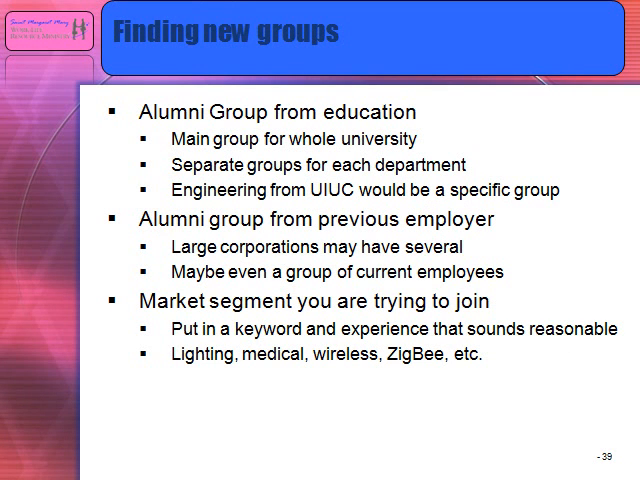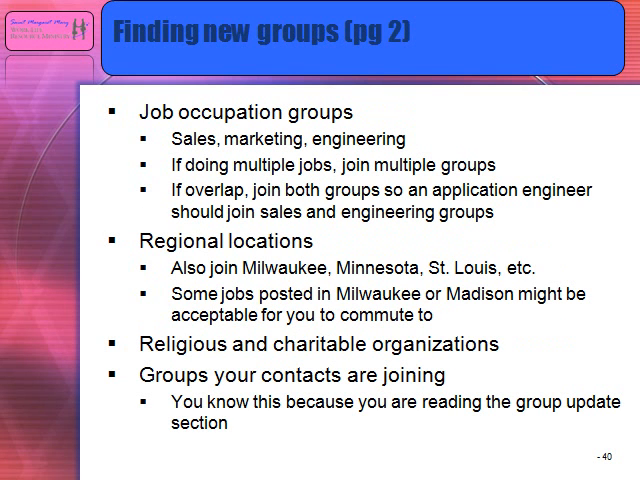Lots of ways to find groups. Alumni groups from where you went to school. University of Illinois Urbana-Champaign has multiple groups, including one specific for the industry or college you graduated from. Engineering group, business group, and so forth. Previous employers are good ways to connect. And market segments. Look for groups in the area you're in. If you're in lighting or medical or Zigbee, join that group. You'll find contacts and discussions and so forth. Also by job occupation, there's groups if you're in sales and marketing or engineering. That's a good way to join.